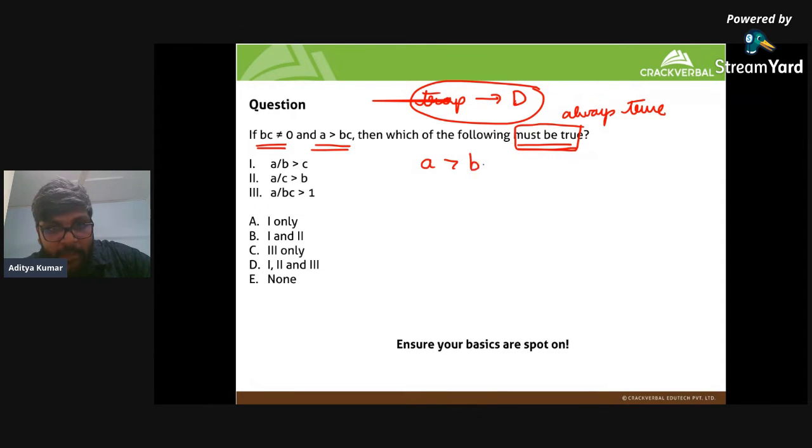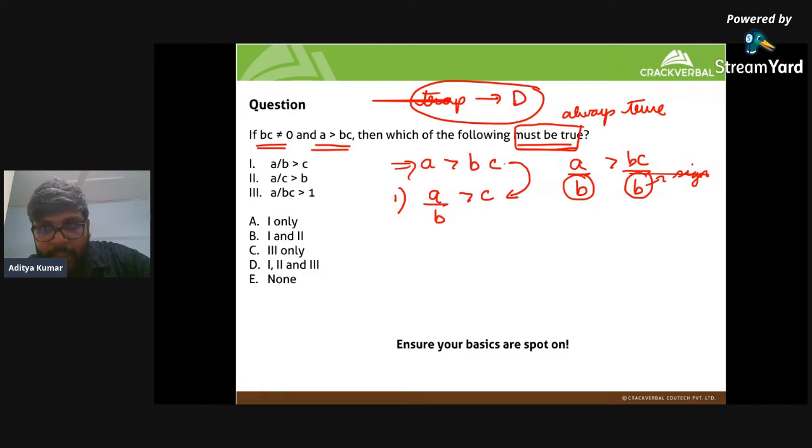I have A greater than BC, and my first statement gives me A by B is greater than C. Now, the question I'm going to ask myself, right, is how do I go from this equation to this equation? The only way I can go from this equation to this equation is if I divide both sides by B. Agree? And what happens when I divide both sides by B? Some people will say A by B has to be greater than C, so the first statement would hold. But you need to understand when you're going from this equation to this equation, you're dividing both sides by B, you have absolutely no clue about the sign of B. And when you don't know information about the sign of B, I don't know whether I have to keep this inequality sign the same or need to flip it.